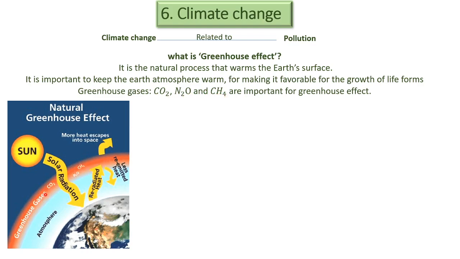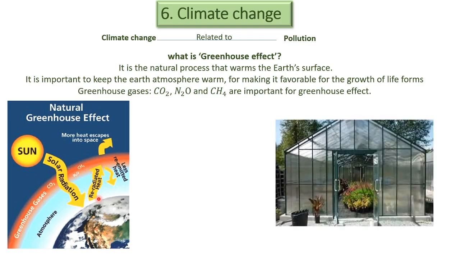These greenhouse gases are very important to maintain the natural greenhouse effect, because when the sun's rays fall, they trap some amount of heat, whereas most of the heat escapes into space. But the amount of heat that is trapped is very important for the growth of life forms. If this heat was not trapped, the earth would be much cooler and not favorable for life forms to survive. So let us understand what a greenhouse is and why it is called the greenhouse effect.